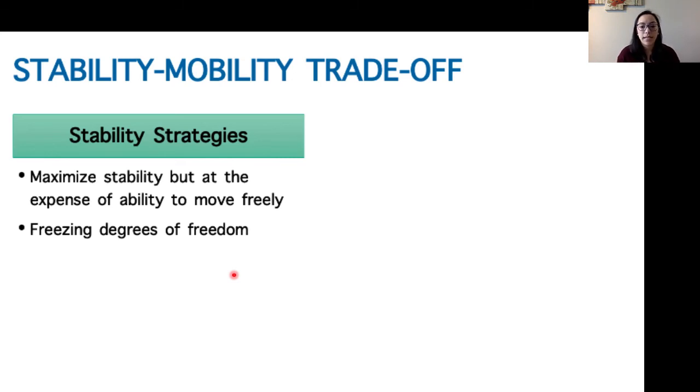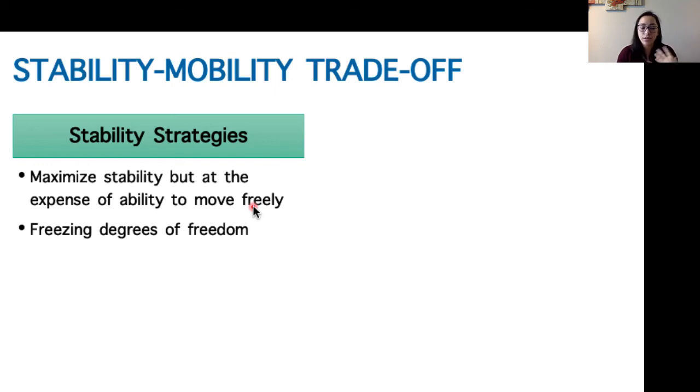When we're implementing stability strategies, a person will try to maximize stability, but it's going to be at the expense of moving freely. And if you've taken 312, we refer to this as freezing degrees of freedom. Degrees of freedom are all the possible movements that each of your joints can make. So the idea is that if you limit or freeze those degrees of freedom, you only have to control a small number of coordinated parts.